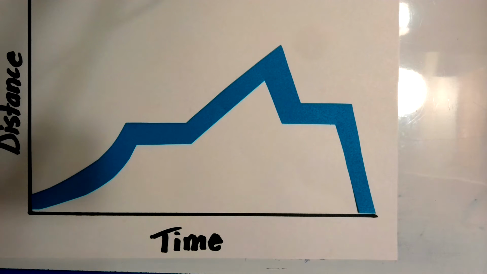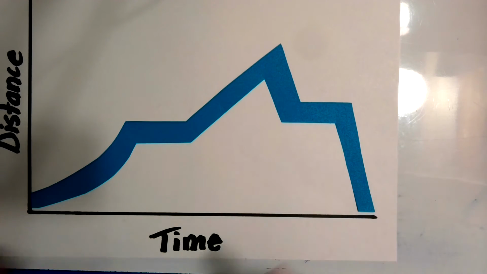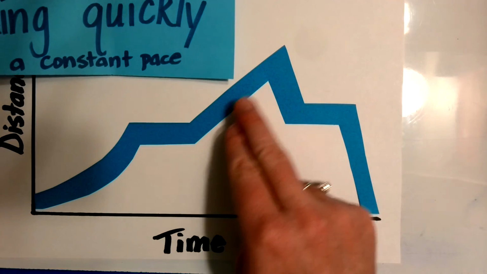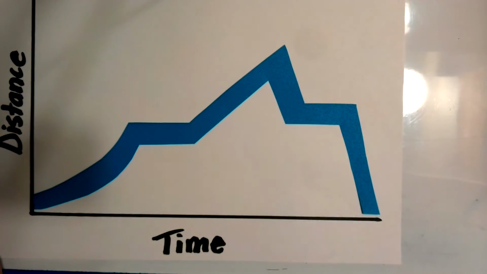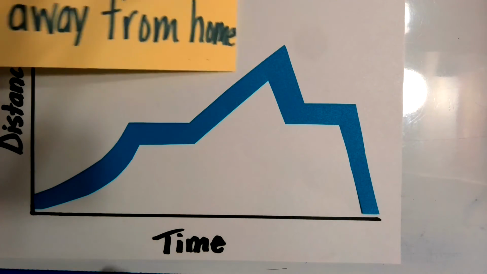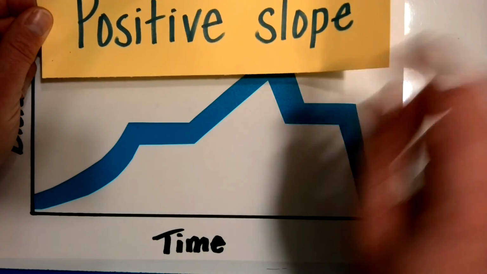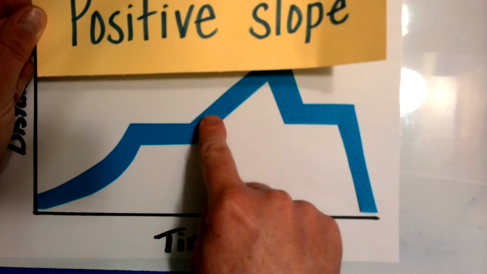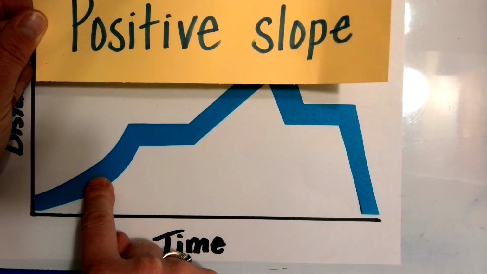And then that friend arrives, and you have this new section of the graph. And you might say you were walking quickly at a constant pace during this portion of the graph. And you might also notice that you're still going away from home, and you could describe that you have a positive slope at this portion of the graph. In fact, this has a positive slope, this has a slope of 0, and this is a nonlinear slope.